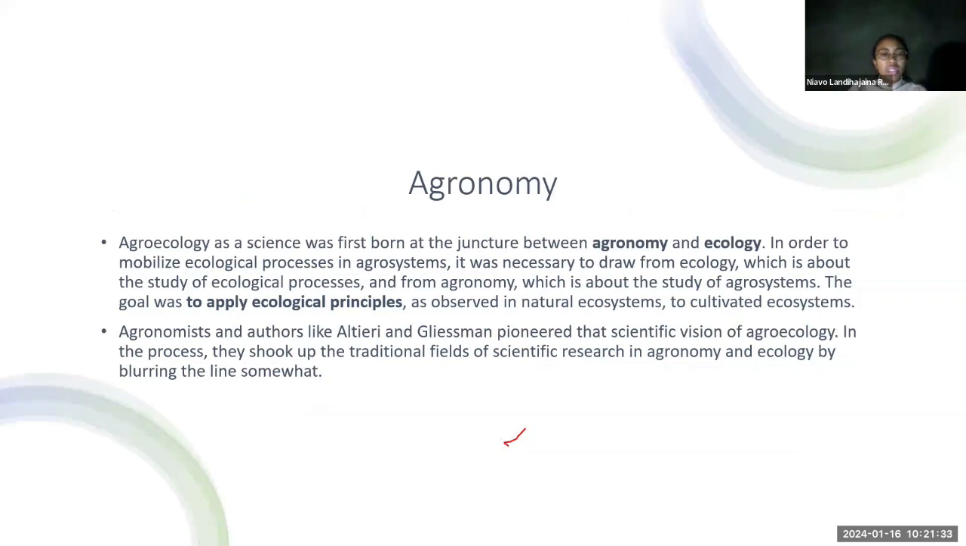Agroecology is related to agronomy because agroecology as a science was first born at the juncture between agronomy and ecology. In order to mobilize ecological processes in ecosystems, it was necessary to draw from ecology, which is about the study of ecological processes, and from agronomy, which is about the study of ecosystems. Agronomists like Altieri and Gliessman pioneered that scientific vision of agroecology.